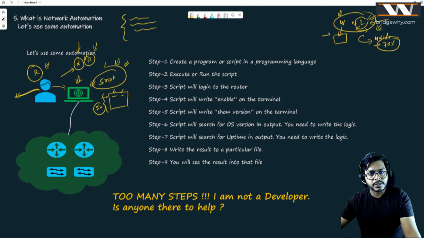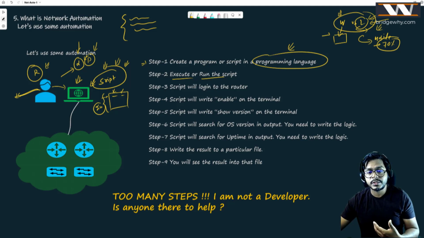But what is this script doing? Step one, Mr. Rahul has created this script in a programming language, maybe Python. He is executing the script, means running the script. Then Mr. Rahul is not required. Rahul has gone for a cup of tea, maybe for a walk.